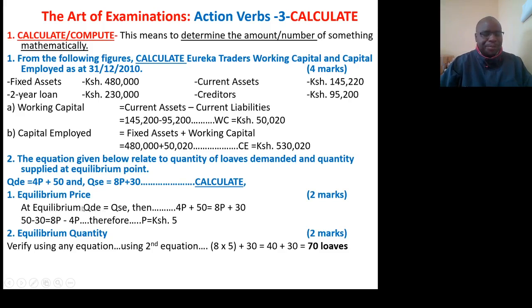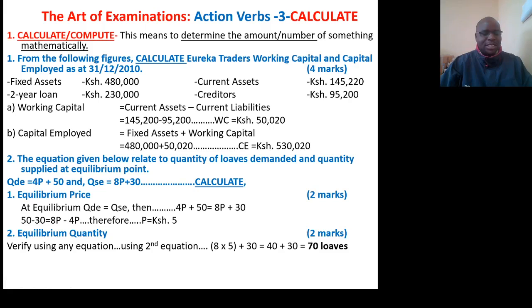Equilibrium price is where quantity demanded is equal to quantity supplied. So quantity demanded at equilibrium will be equal to quantity supplied. Then 4p plus 50 is equal to 8p plus 30, equating the two equations here. So we get that 50 minus 30 is equal to 8p minus 4p. Therefore, price is 5 shillings.